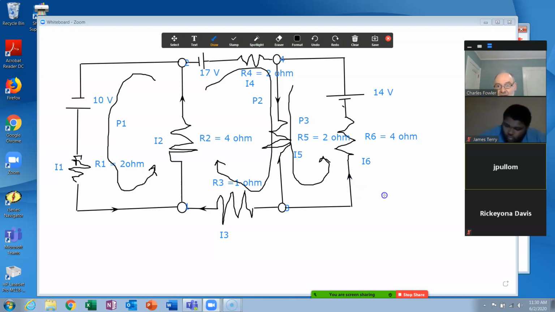Now, that indicates, let me go and draw one here. This one's going in this direction. So we've got our current flow through each of these resistors. And we got the current flows in and out.